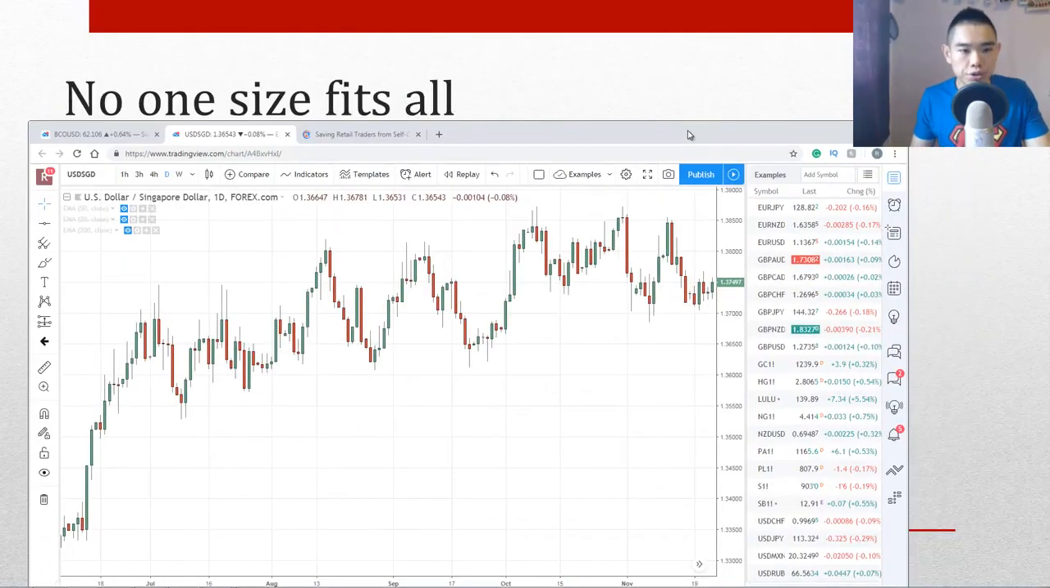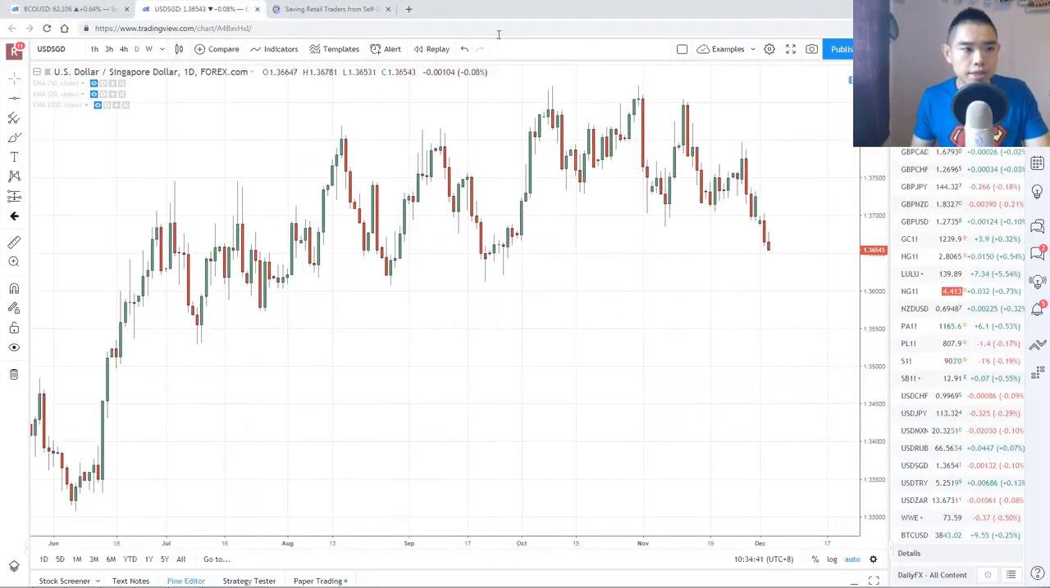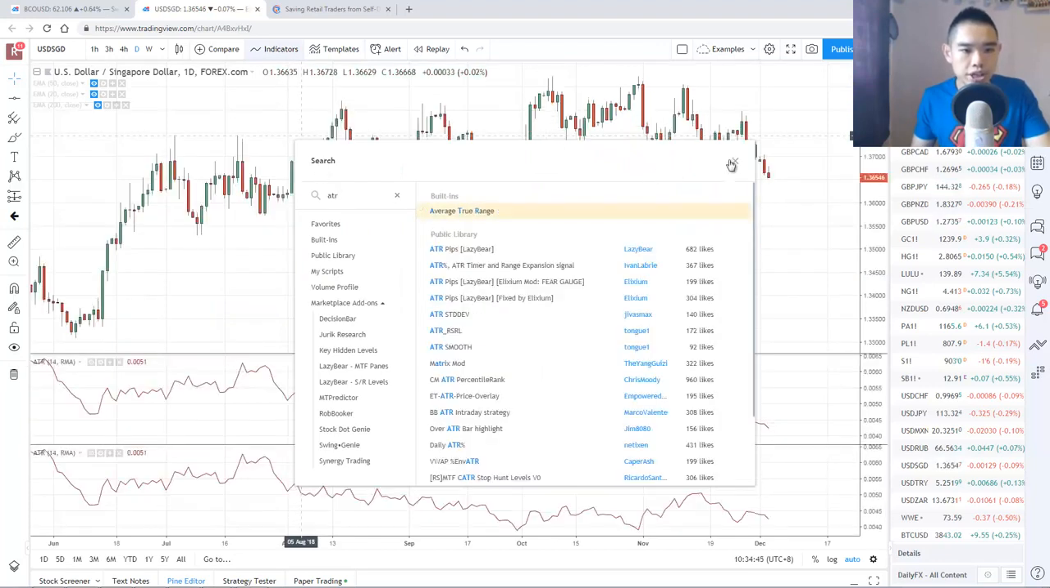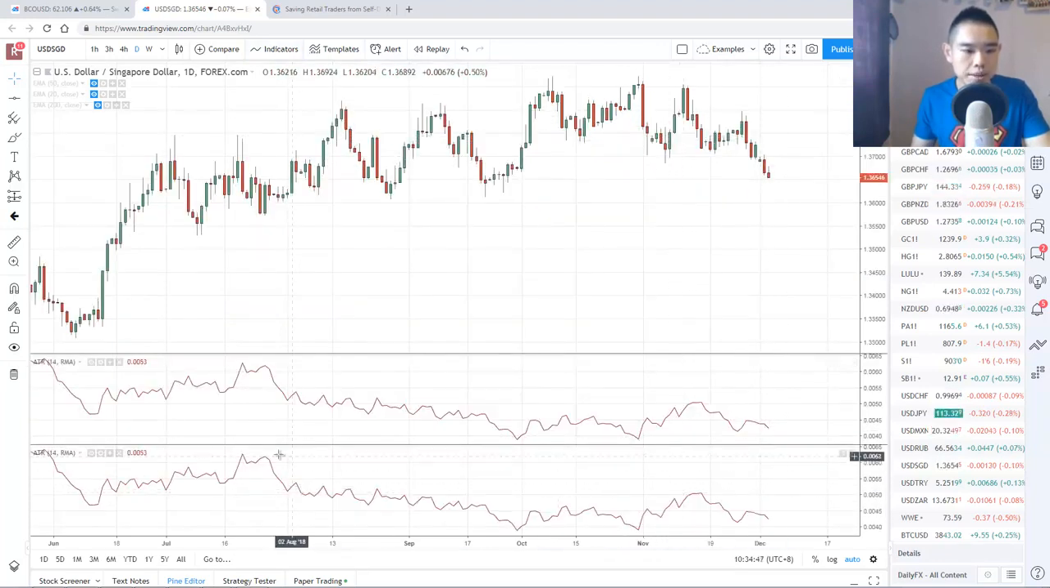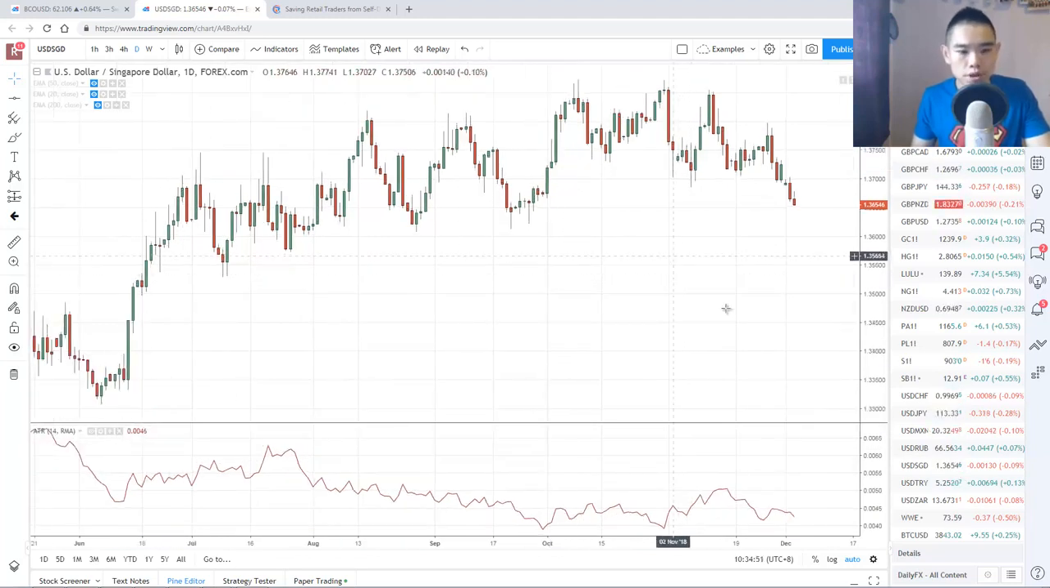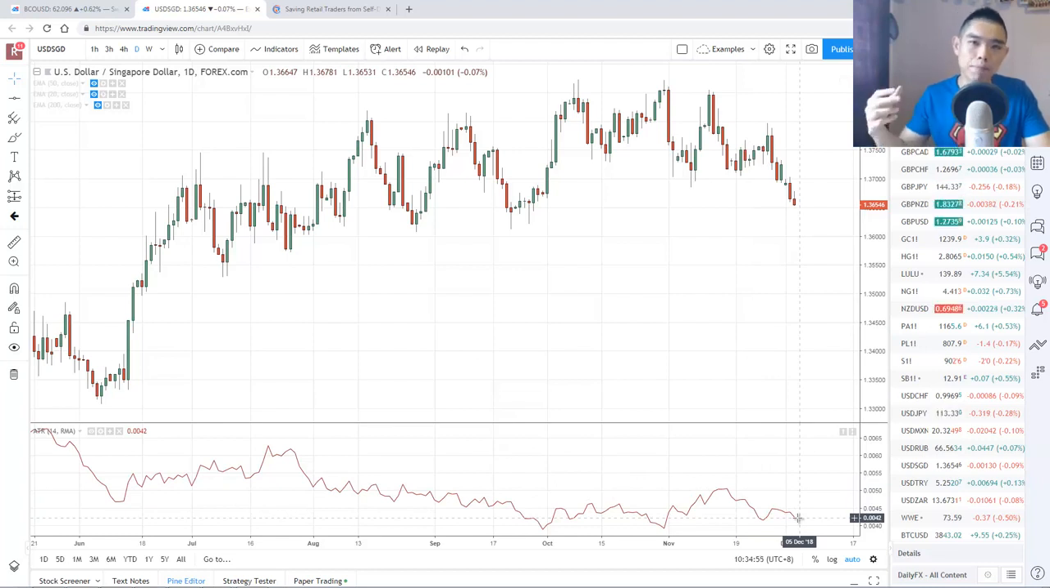If you look at this chart over here, this is the daily time frame of the dollar Sing. Let me just pull out the average true range indicator. This one pretty much just measures the volatility of the market. So you can see that for dollar Sing on the daily time frame, the average true range for the day, meaning on average, how many pips does this market move? Right now, it moves about 42 pips a day. As you can see over here, the value here is about 42. Okay, so that is for dollar Sing.